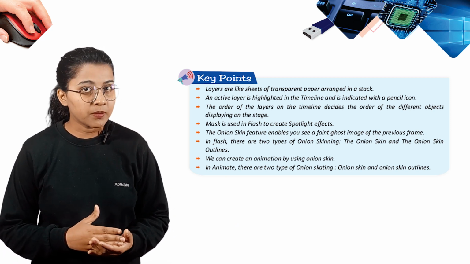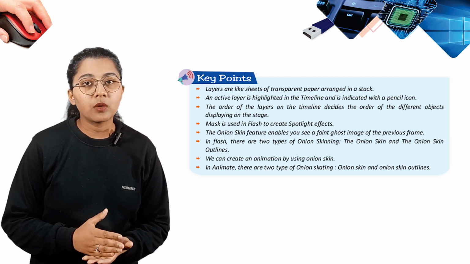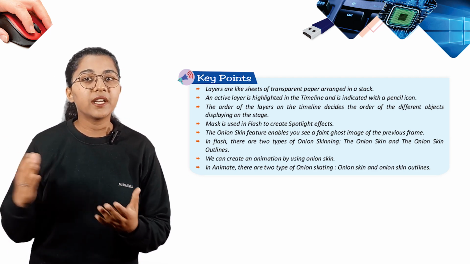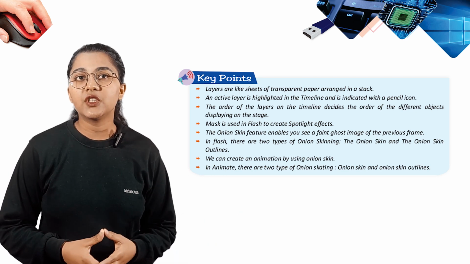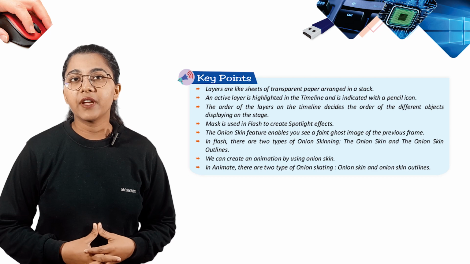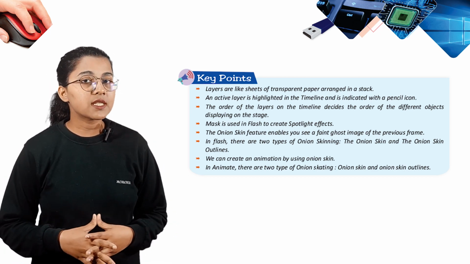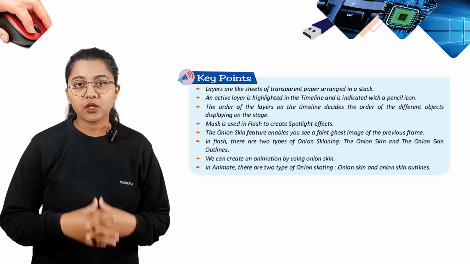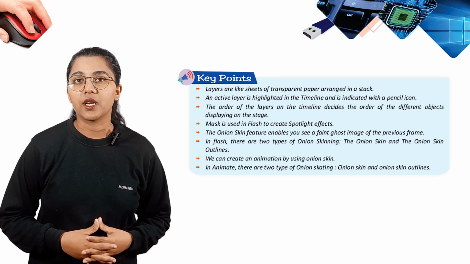तो मास्किंग का यूज हम किसके लिए करते हैं? जैसे कि अभी हमने चैप्टर में पढ़ा, मास्किंग का यूज हम किसी भी ऑब्जेक्ट को स्पॉटलाइट इफेक्ट डालने के लिए कर सकते हैं. The next, the onion skin feature enables you to see a faint ghost image of the previous frame. तो ओनियन स्किन का हम यूज किसके लिए करते हैं? ओनियन स्किन का हम यूज करते हैं किसी भी इमेज के फेंट गोस्ट को शो करने के लिए.